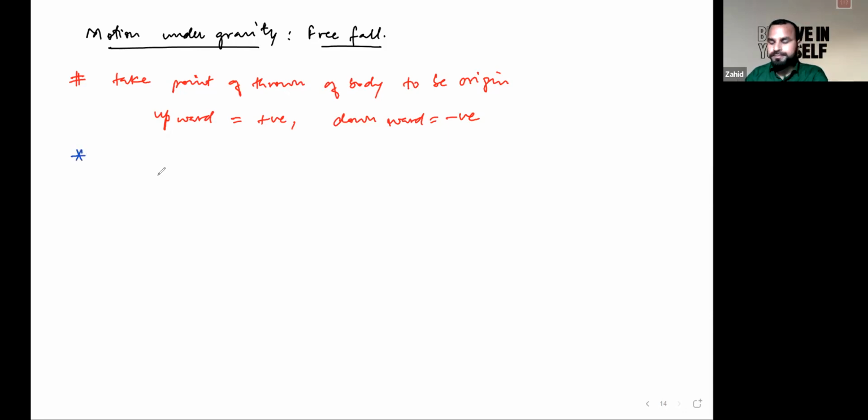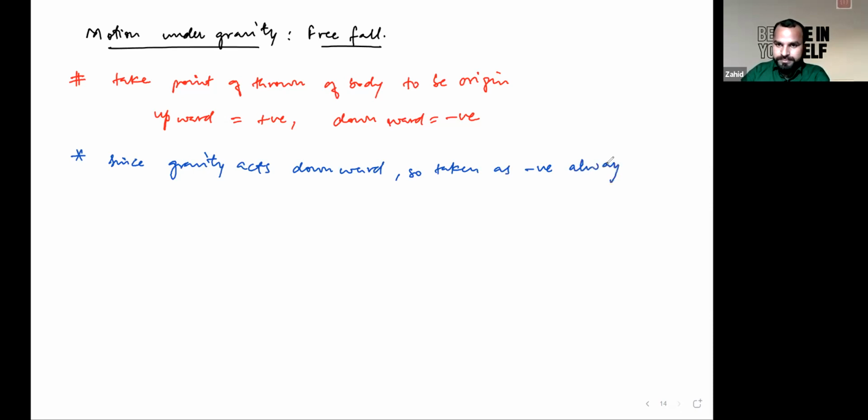Next is, since gravity always acts towards the surface of the Earth, or towards the center of the Earth, it will always be in the downward direction. And since downward, or towards the negative y-axis, is taken as negative, gravity will always be taken as negative, since gravity acts downward. It will depend upon what I am taking, 9.8 or 10. Is it clear?